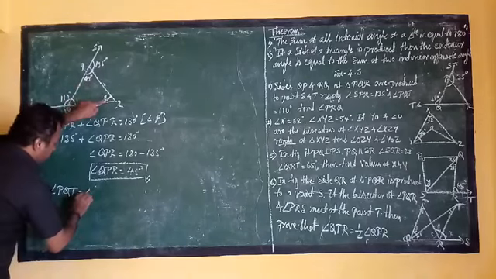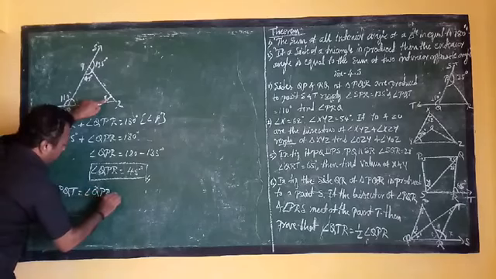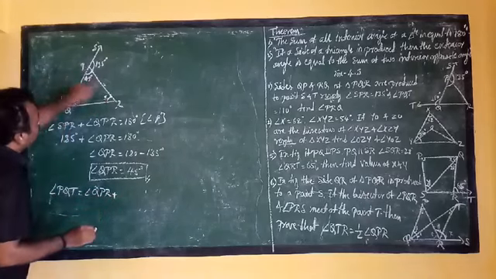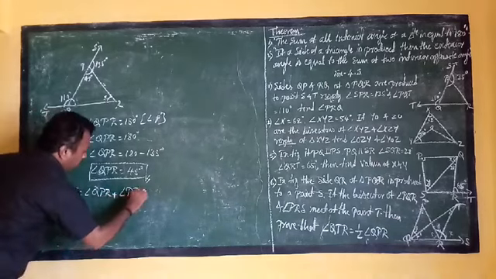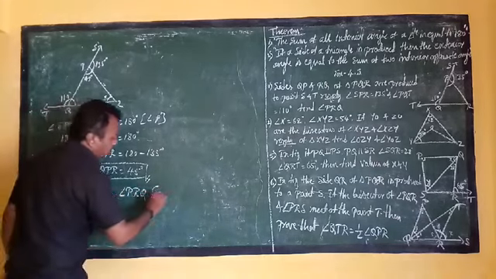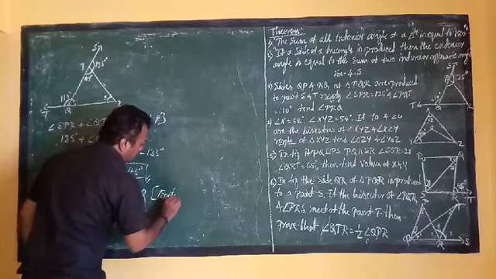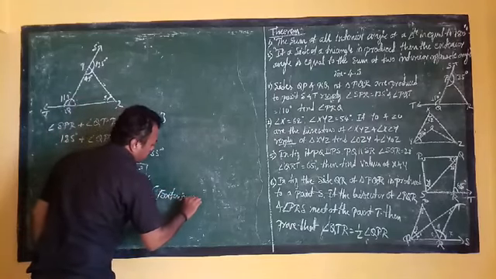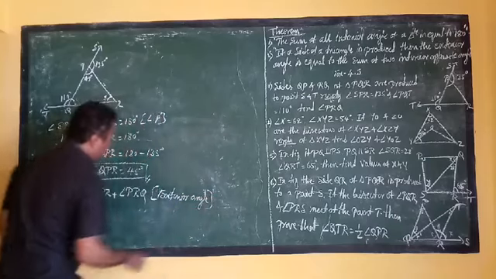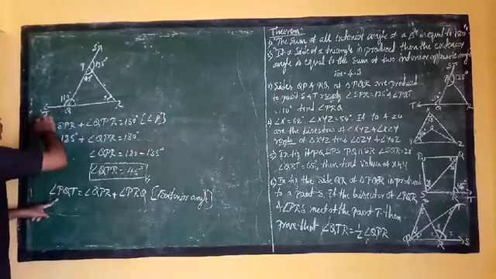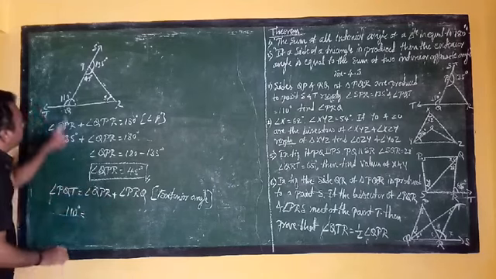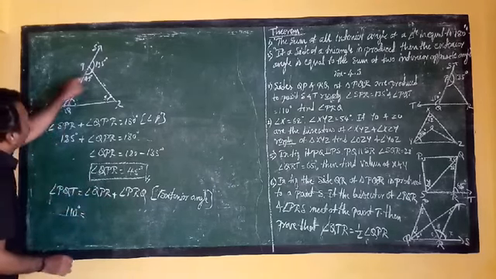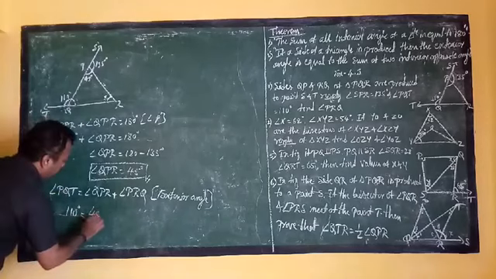What are the interior angles? QPR plus PRQ, because of the exterior angle property. Okay, now PQT is how much? PQT is 110 degrees. It is equal to QPR, which is how many degrees? QPR is 45 degrees.